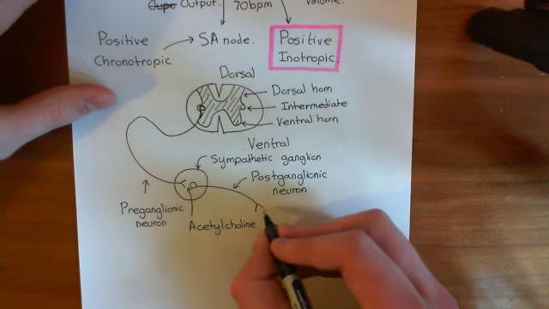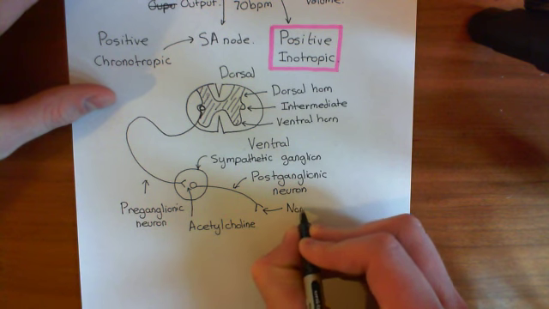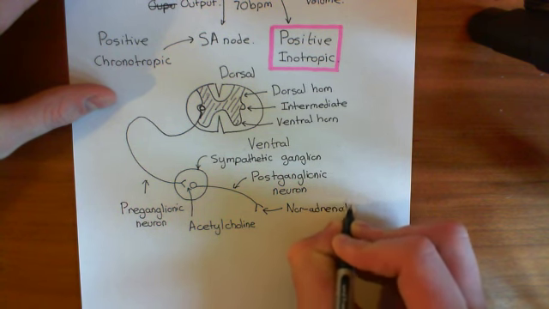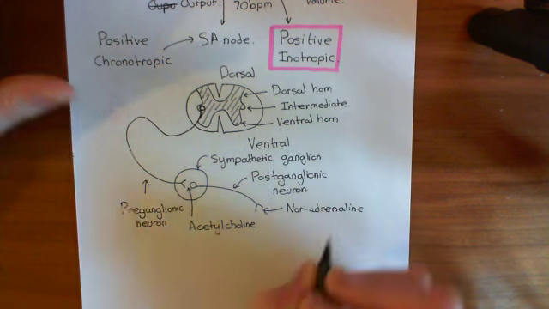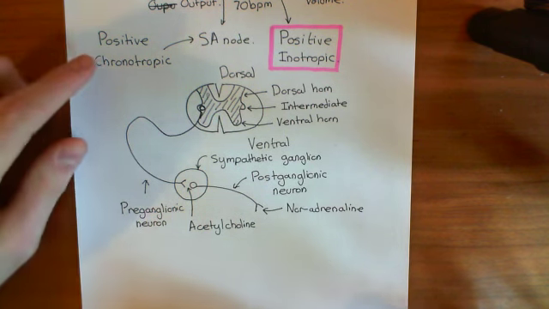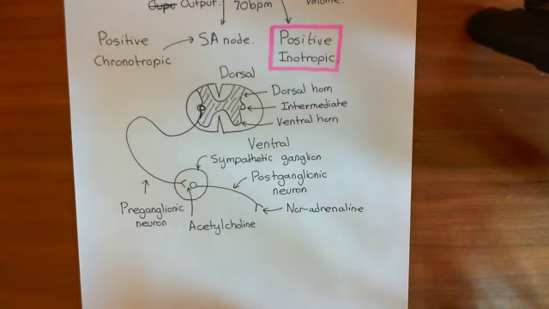And the postganglionic neuron releases noradrenaline. So it's noradrenaline that we are going to get released onto our cardiac muscle cell, basically, and it's noradrenaline that is going to cause this positive chronotropic effect by acting on the sinoatrial node, and this positive inotropic effect by acting on every single cardiomyocyte in the heart. And we'll continue this discussion in the next video.